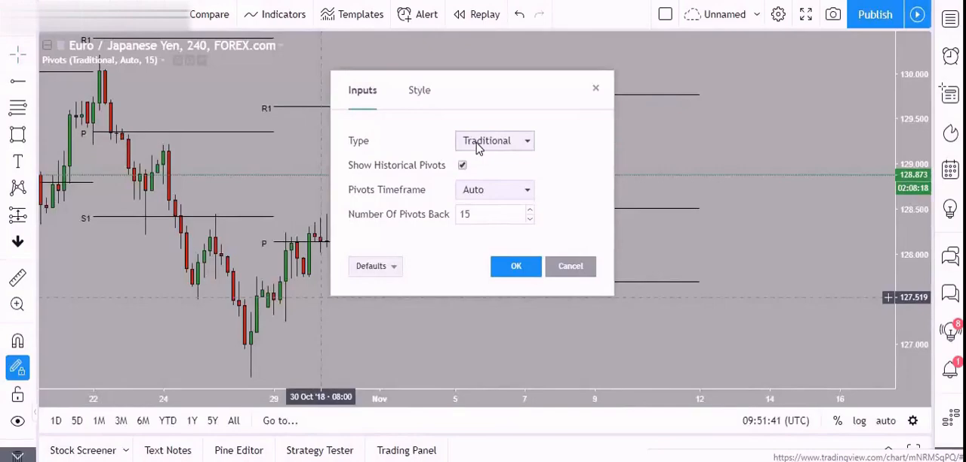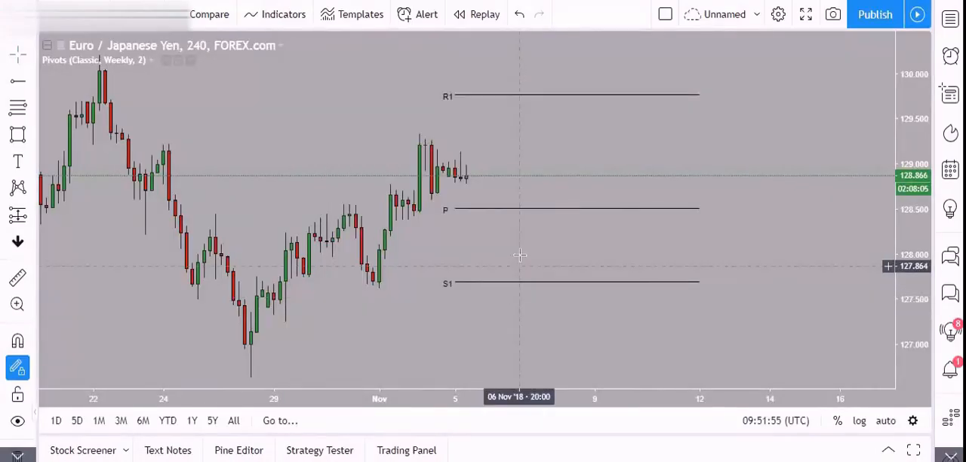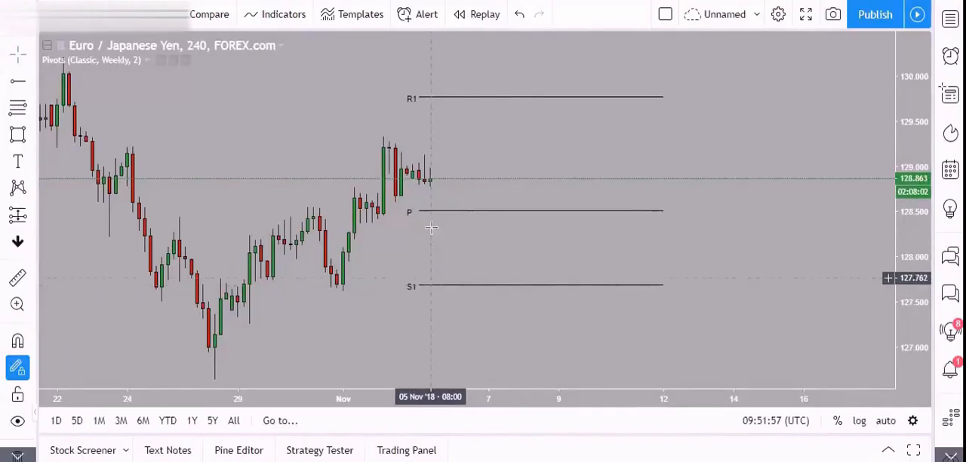Here on inputs, I'm going to change the traditional to classic. The one over here, I'm going to cancel. The auto, I'm changing to weekly. And the 15, I'm changing to numbered. That's it. I'm done, and I'm going to click OK. Now you can see S1, P, and R1.